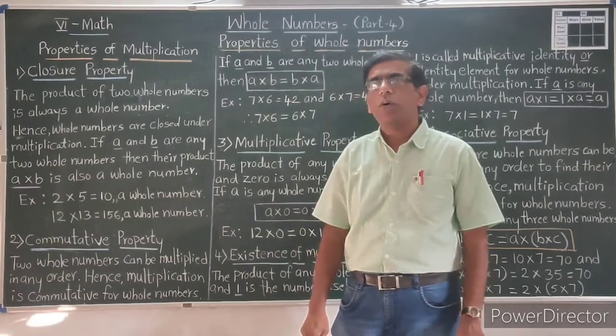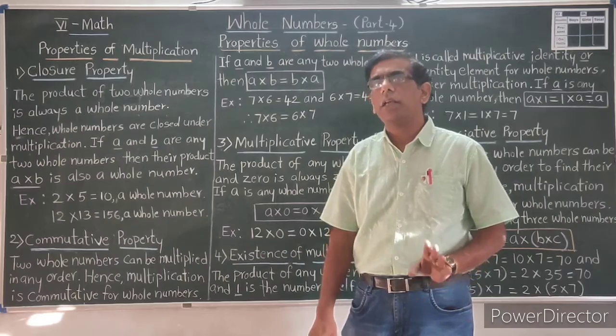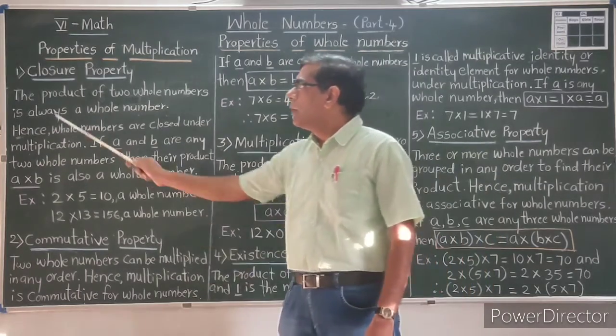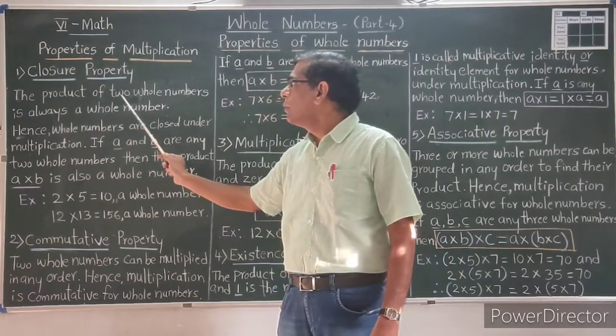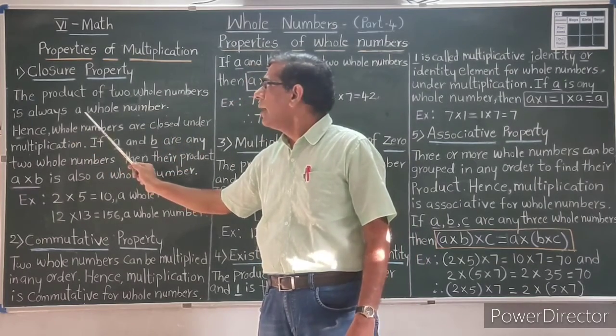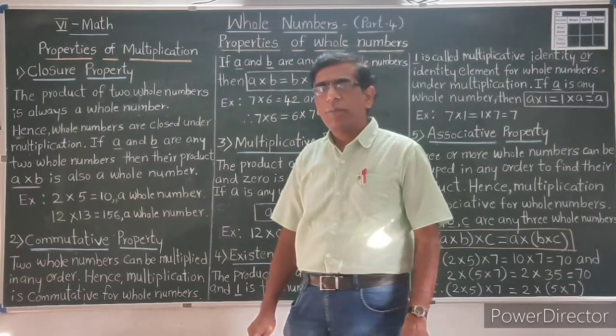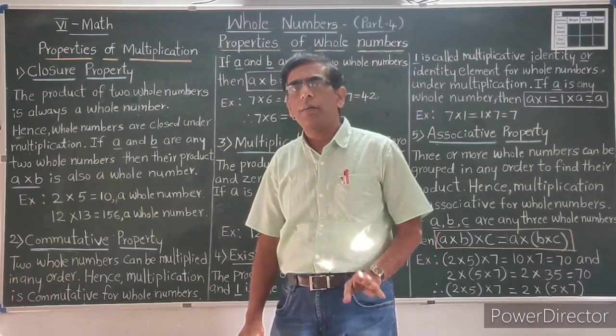The product of two whole numbers is always a whole number. Hence, whole numbers are closed under multiplication.